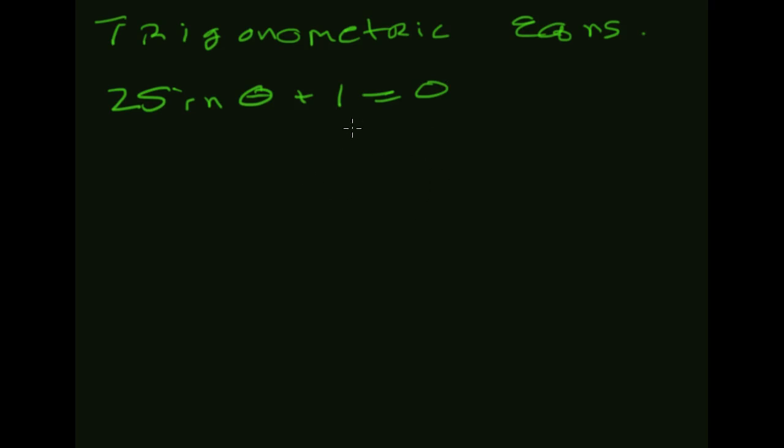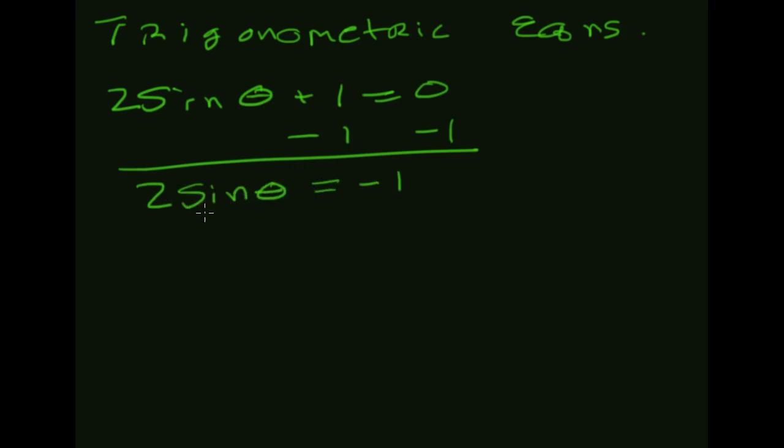Okay, so we can solve this fairly algebraically. We subtract 1 from both sides. That gives me 2 sine theta is equal to -1. Divide both sides by 2. And now I have the sine of theta is equal to -1/2.